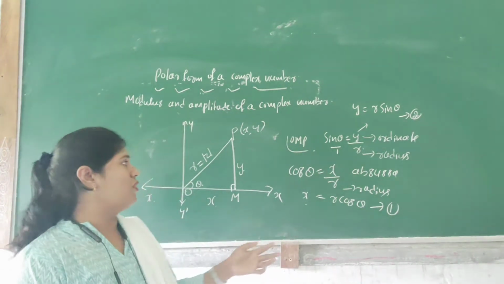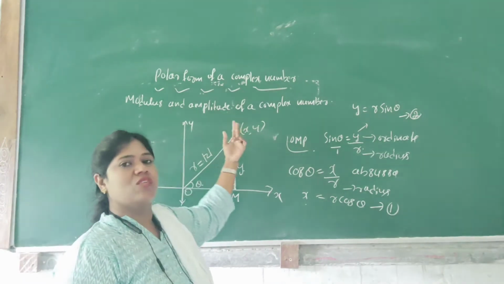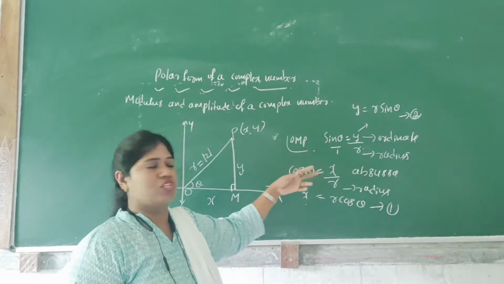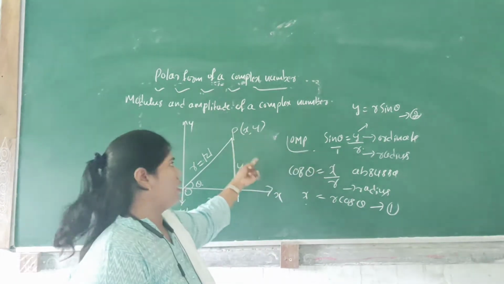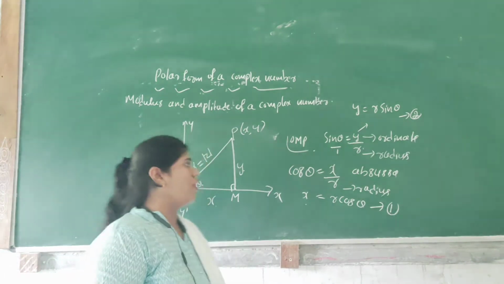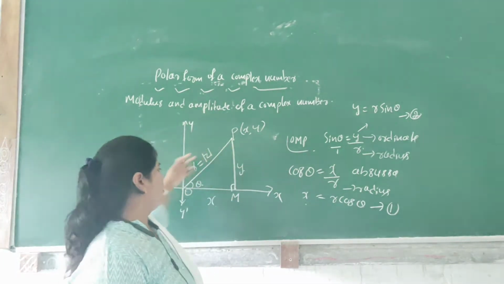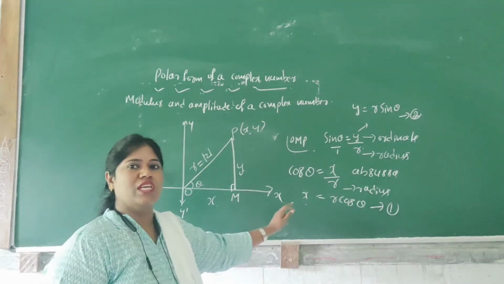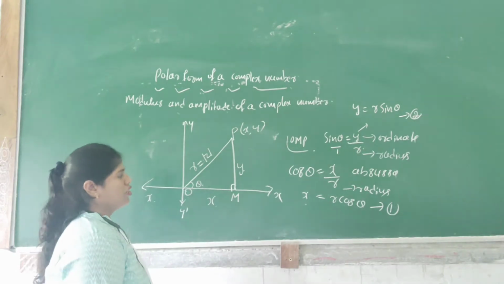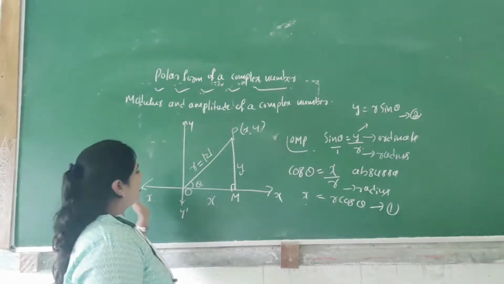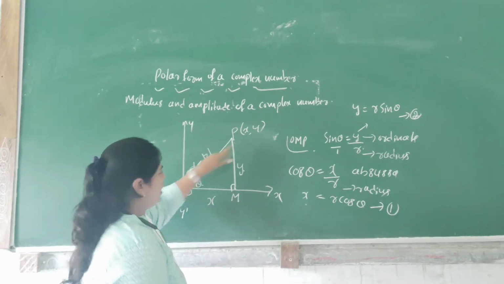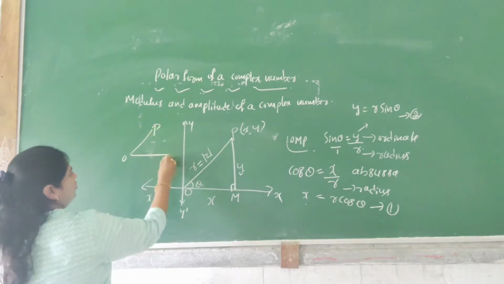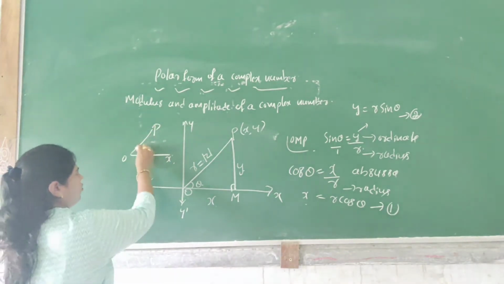Let z equal x plus iy be any complex number. This can be expressed as a point P of (x, y). By using this diagram, PM is perpendicular to the x-axis. We have to consider this triangle OPM.